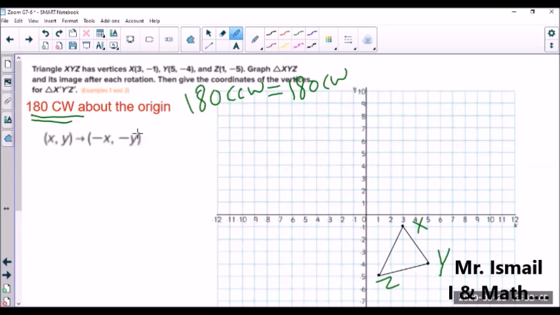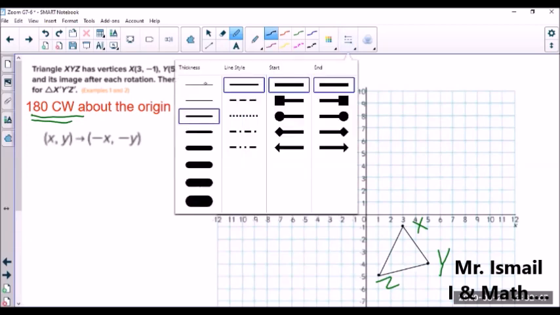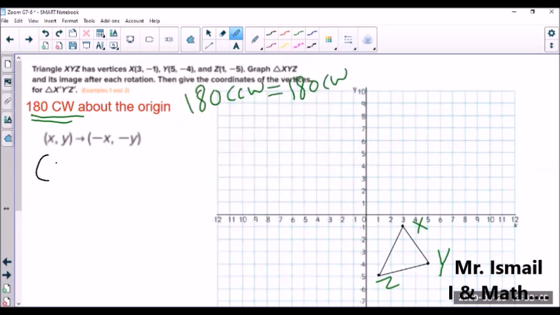That means the first point was 3, -1, right? 3 will stay in the x position, and y stays in the same position, but I will multiply both by minus. So this will be minus and this will be plus. So it will be -3, plus 1. This is the point.